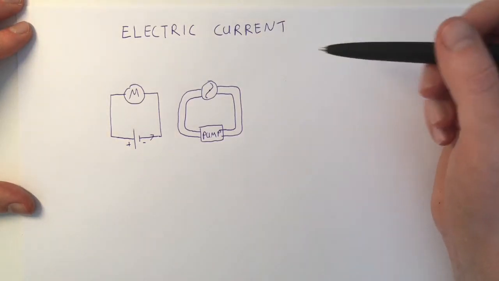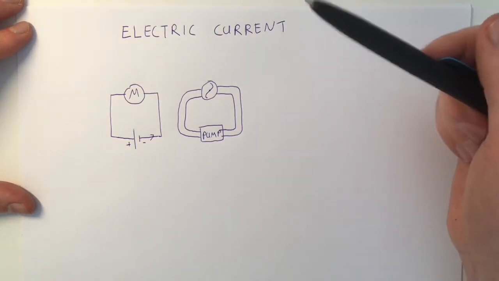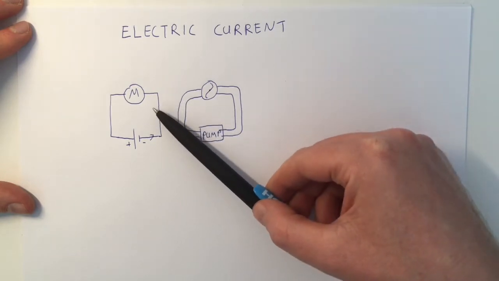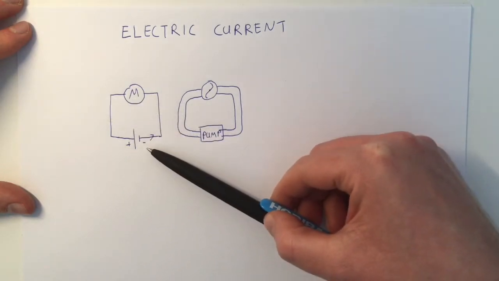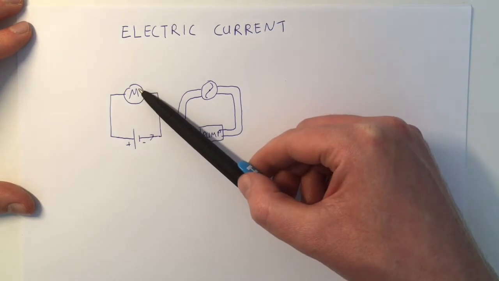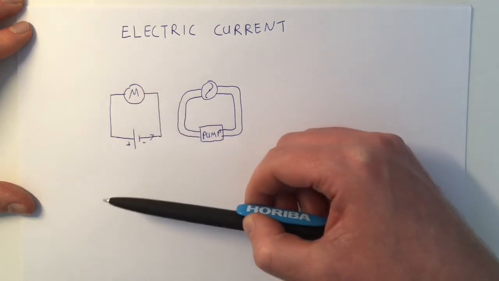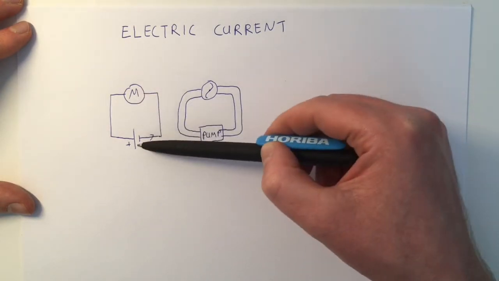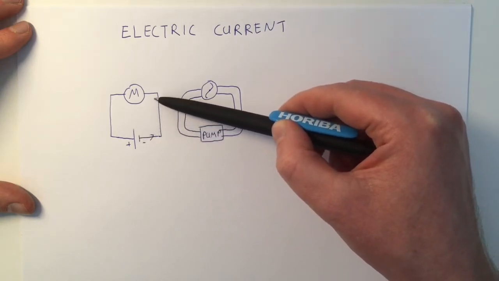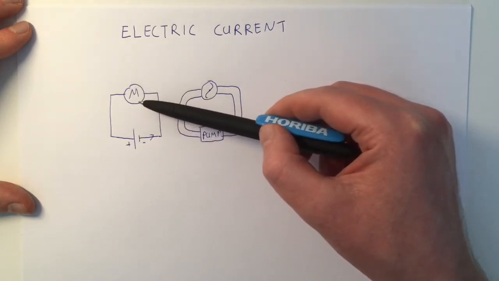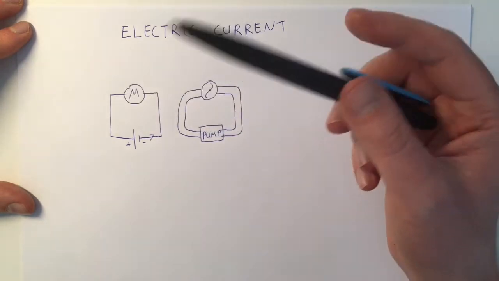So here we're going to talk about electric current. Let's imagine we've got an electrical circuit. Here we've got a battery connected to a motor, and when we connect this up, what we call electric current is going to flow through the motor and it's going to cause it to turn.